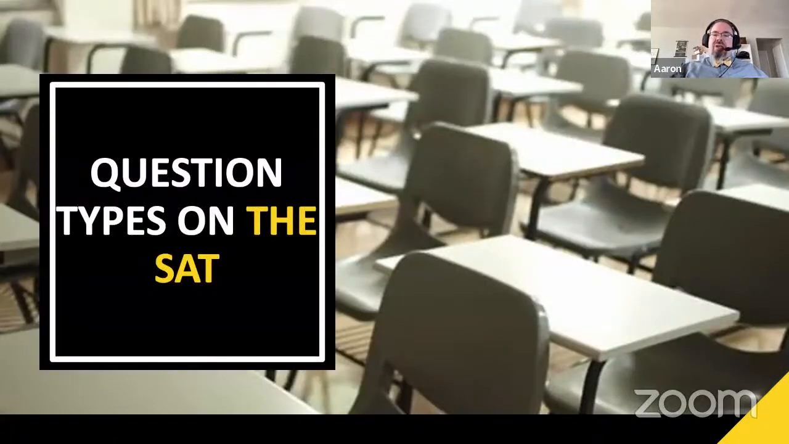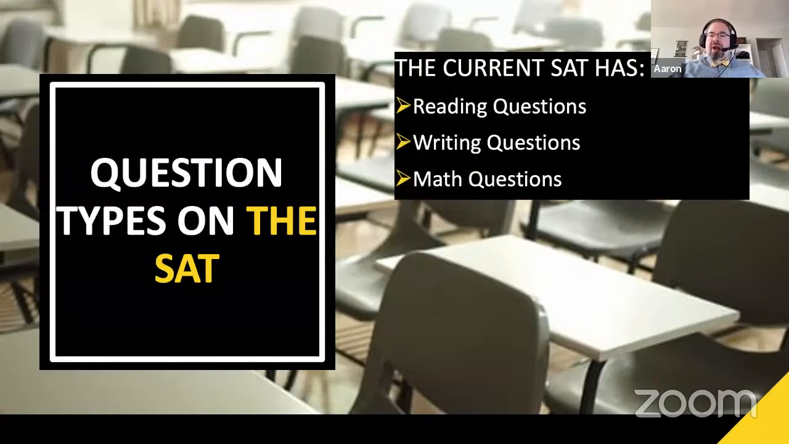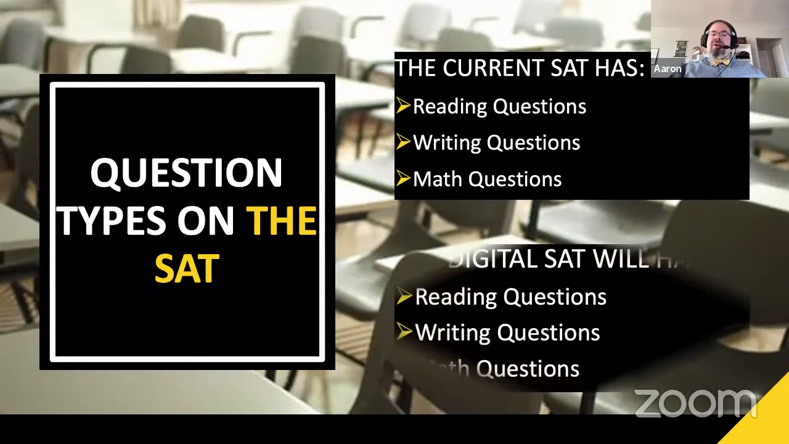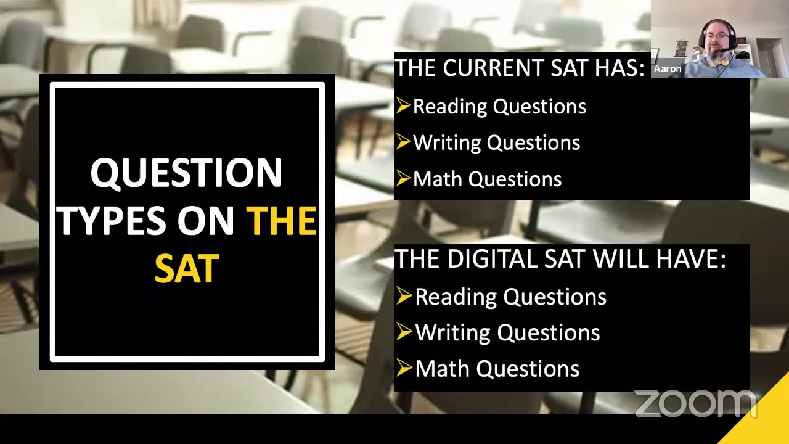So, question types: the current SAT has reading questions, writing questions, and math questions. The new digital SAT will also have reading, writing, and math questions. Do note that in the digital SAT, rather than having two separate reading and writing sections, reading and writing questions will be within the same section. Now, we do not yet know how those questions are going to be distributed. We don't know if they're going to give you reading questions and then writing questions, or if the questions are going to be interspersed. Once we see a practice test and we can see how they're going to do that, that will affect students' strategies and how they approach that section.